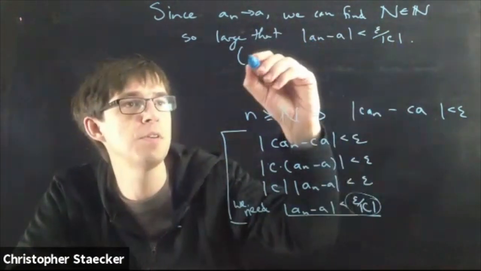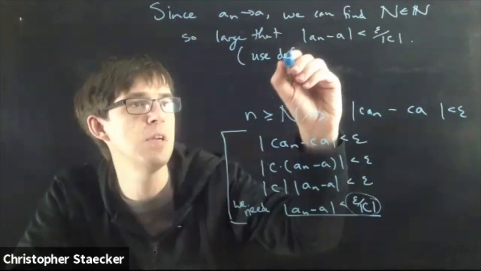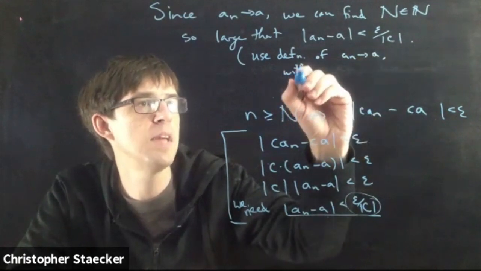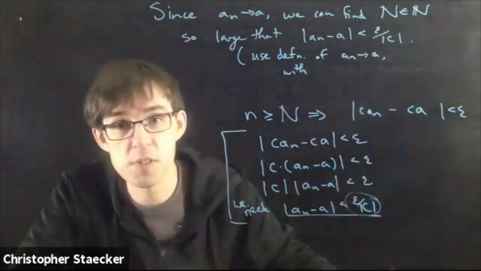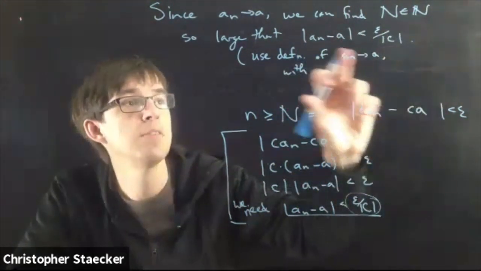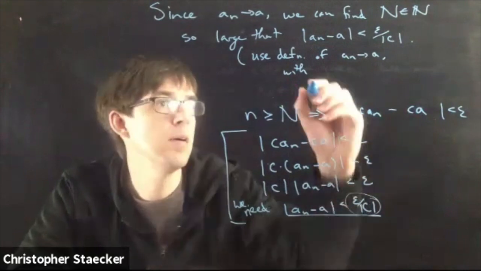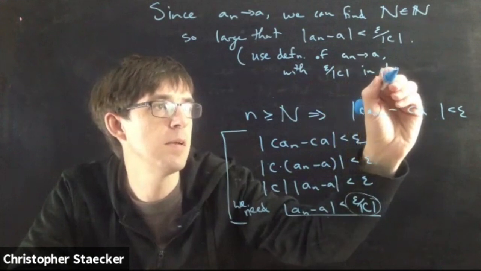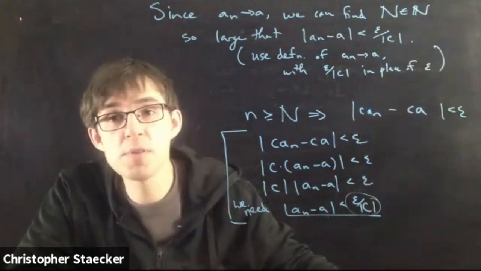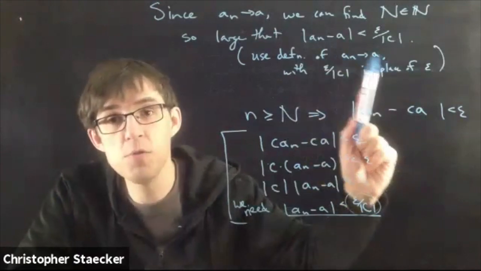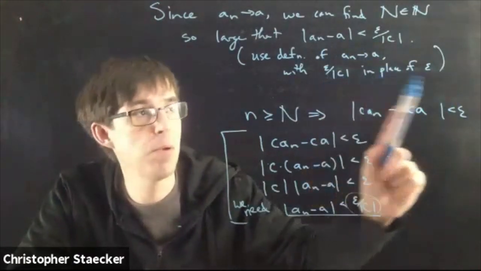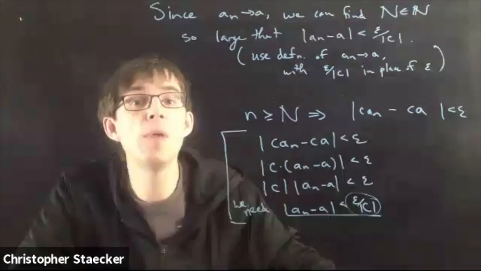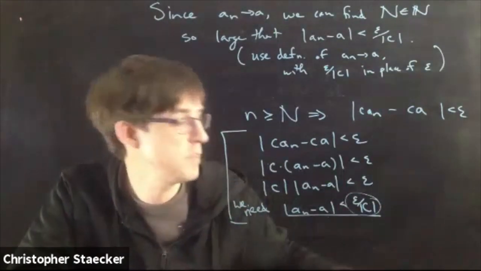Okay, we can find some natural number so large that AN minus A is less than epsilon over C. So this is because we are using the definition of AN approaches A, but instead of just using it with epsilon, we are using it with epsilon over C. And that means that there is some N such that AN minus A is less than epsilon over C. So with epsilon over absolute value C in place of epsilon. But we can do that because the definition says something is true for any epsilon. So we can use whatever epsilon we want, all right? When we are using the definition of a sequence having a limit, we can use whatever epsilon we want. That's the moral of this little story here.